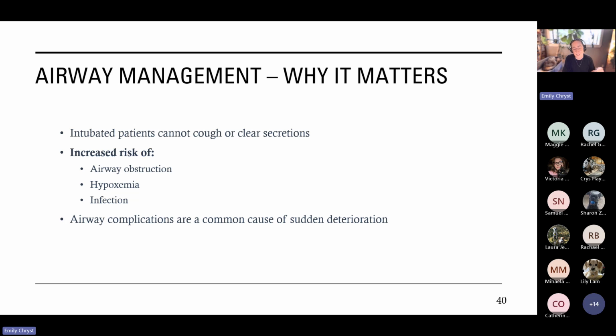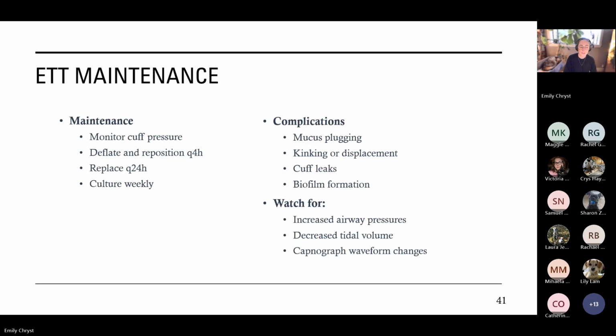So we need to make sure that everything we're doing is remembering those complications that can cause, because we don't want our patients to suddenly crash. We can catch most of these before we get to that. And a big thing that we can do is maintain that endotracheal tube appropriately.